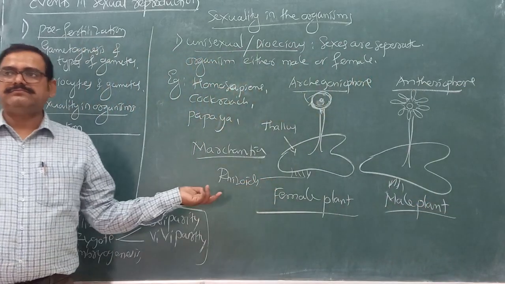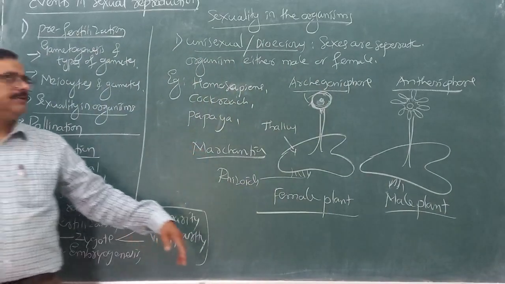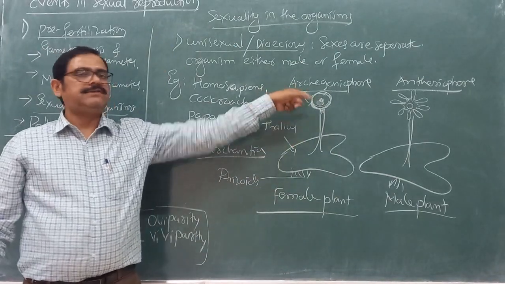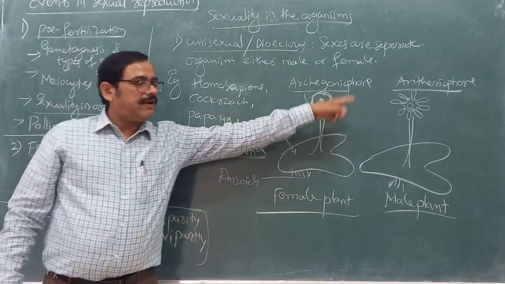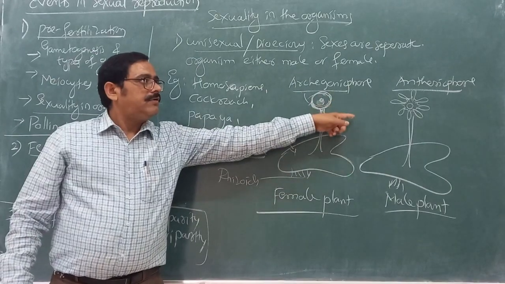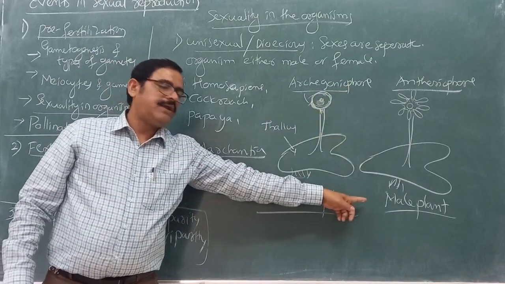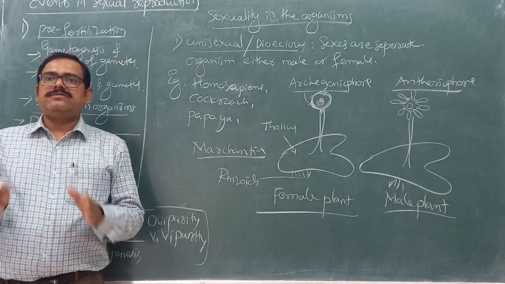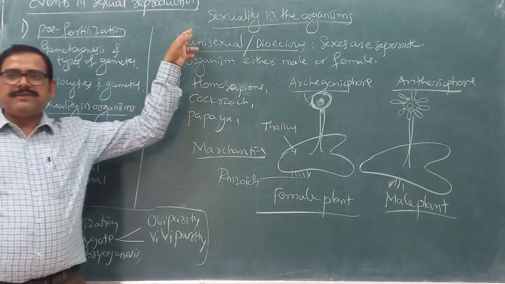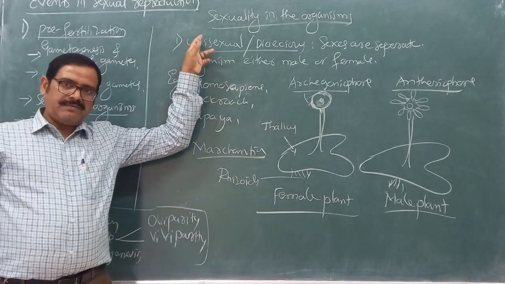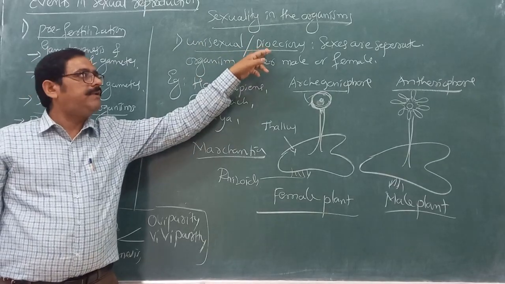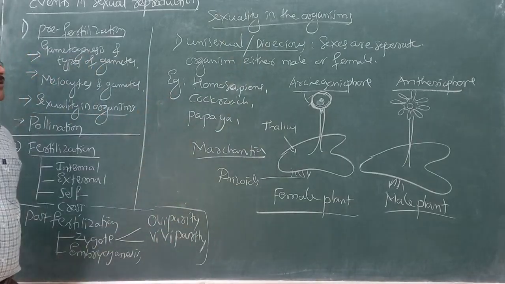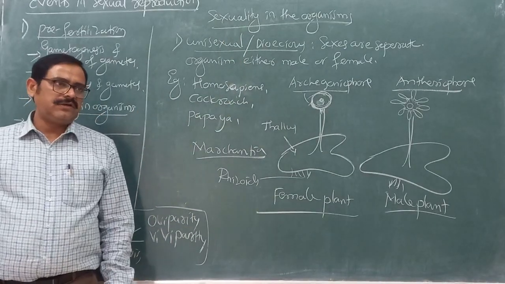A diagrammatic question may also come, and they will try to confuse you. Remember, the entire disc-like structure is female, and the structure is called archegoniophore. The one with dissected borders has the antheridiophore, which is a male plant. Unisexual is the term more applicable to animals, and dioecious is the term more applicable to plants. So this is what we mean by unisexual or dioecious organisms.